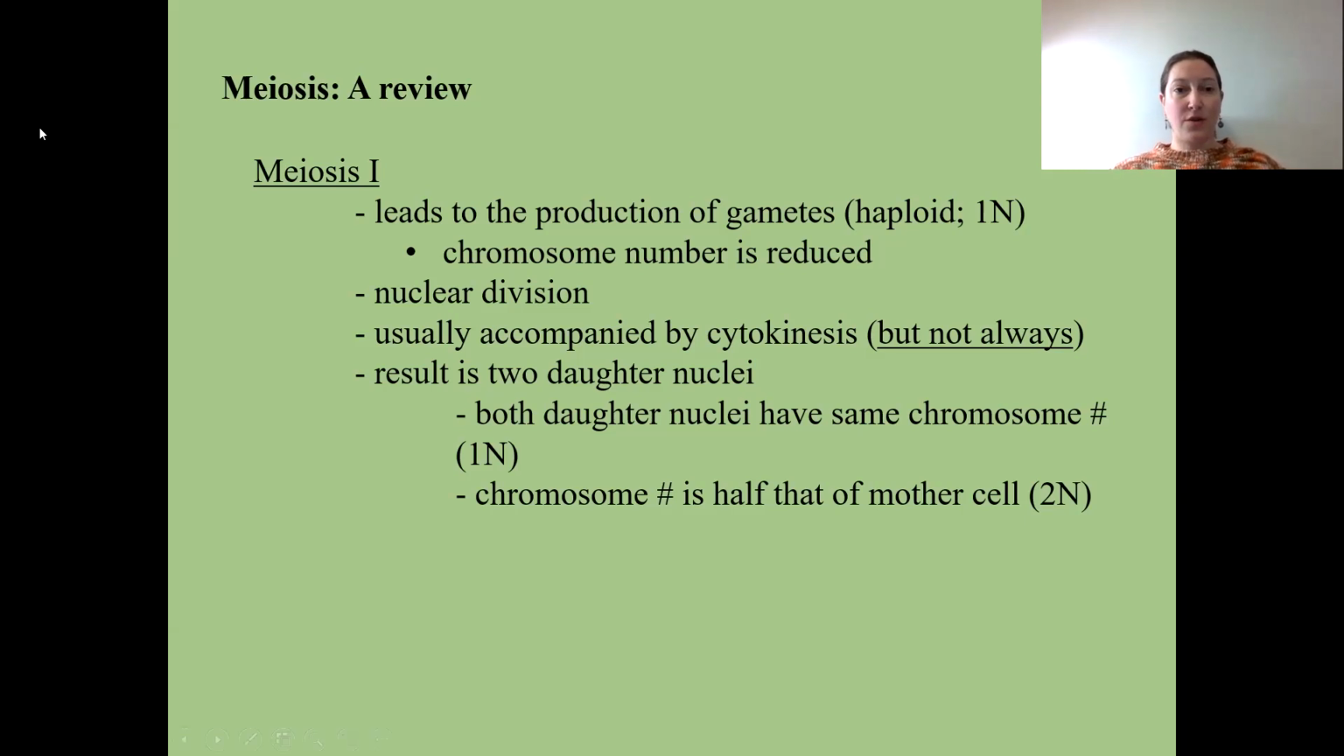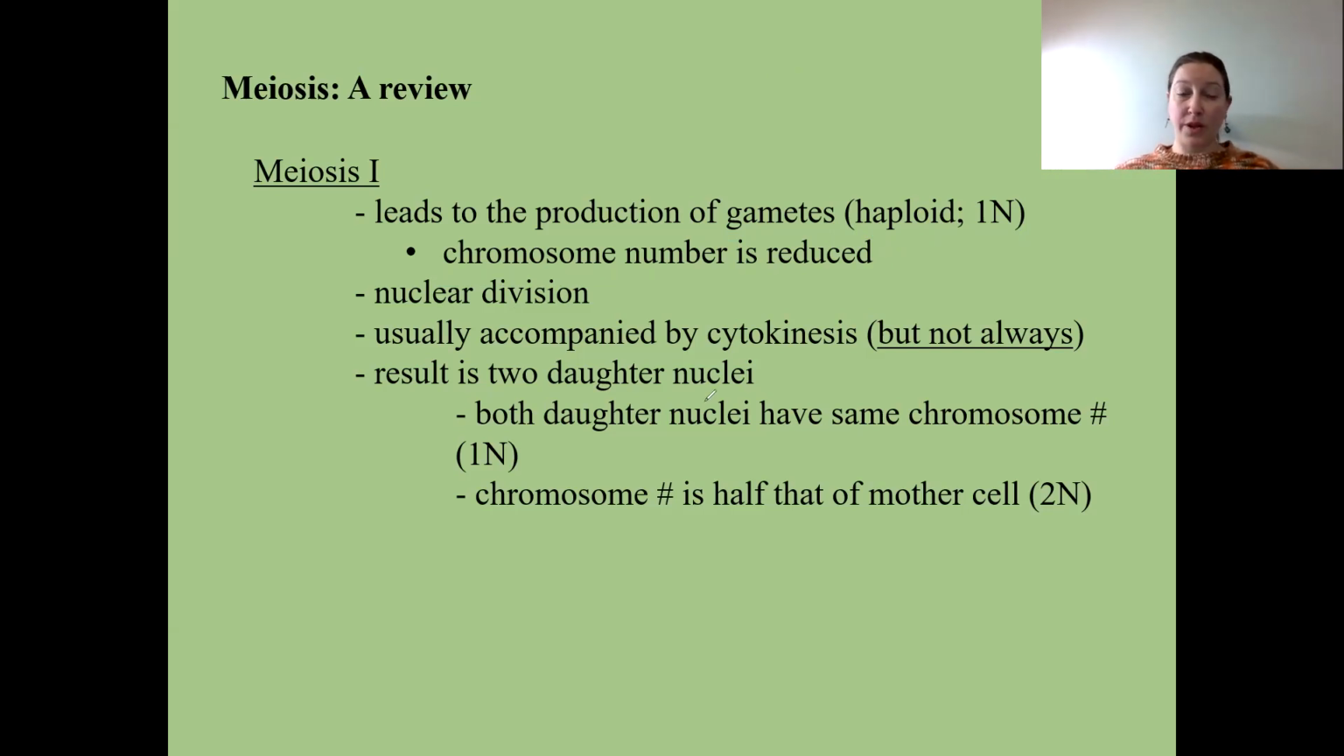For meiosis, it's a little different. Mitosis was used for growth and repair. Meiosis is used for sex. So you could say it leads to the production of gametes. When you hear the word gametes, you should usually think egg and sperm. Gametes are not diploid, they are haploid, 1N. Haploid and 1N are the same thing. You might notice that 1 is half of 2, right? So the chromosome number is reduced by half.